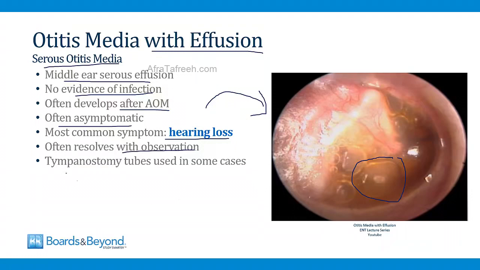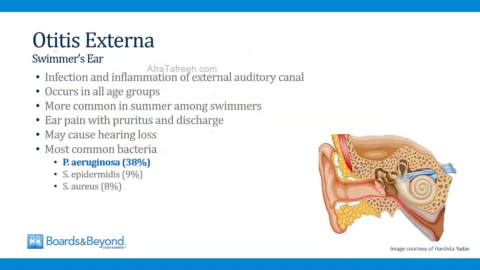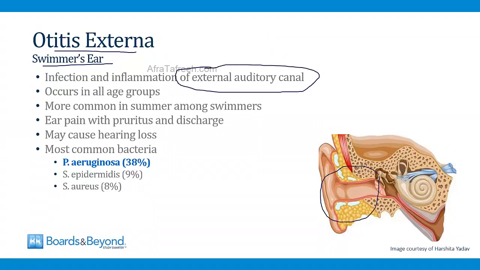In some cases, tympanostomy tubes are ultimately required so that the fluid will drain and the child's hearing can come back to normal. Now let's talk about otitis externa, also known as swimmer's ear. This is infection and inflammation in the external auditory canal.